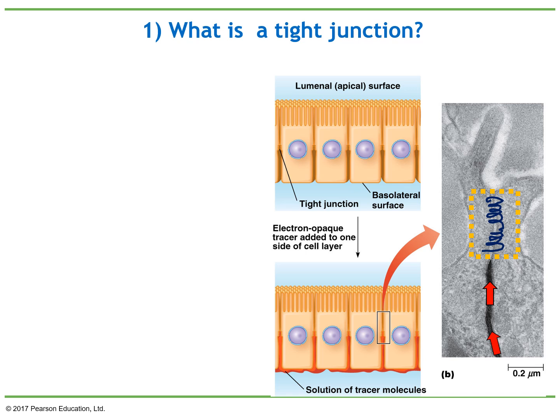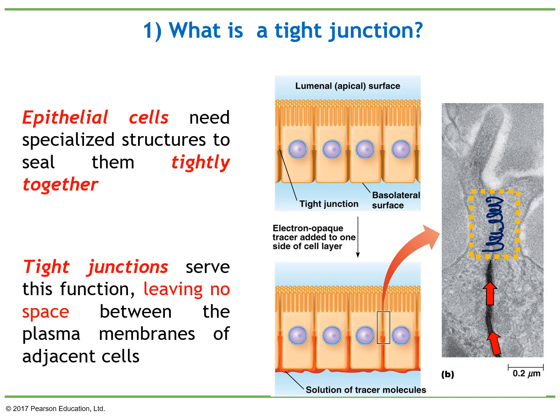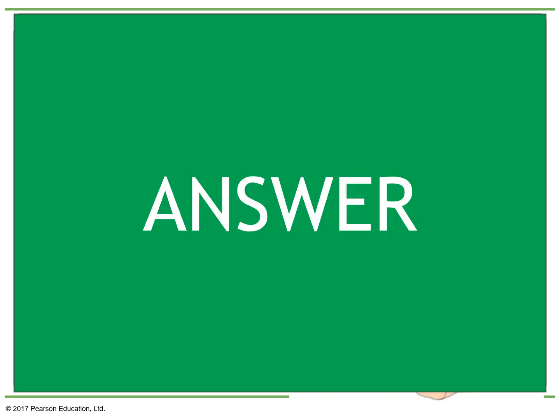Here, this is just the electron microscopy picture, and I made it easier for you to see. So they are very good at blocking things. Epithelial cells need to be tied together, and the tight junctions do not leave any space, and they are very important. So now we're going to start zooming in into a tight junction.